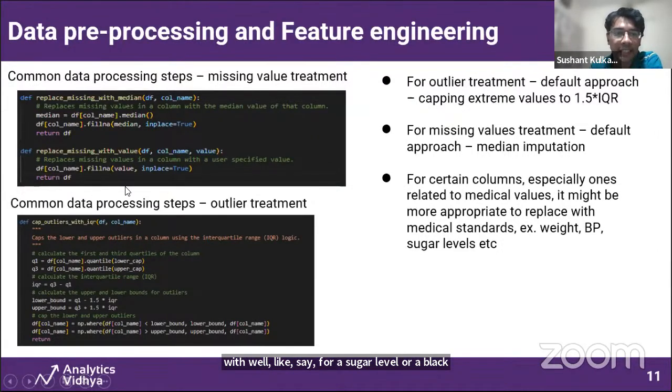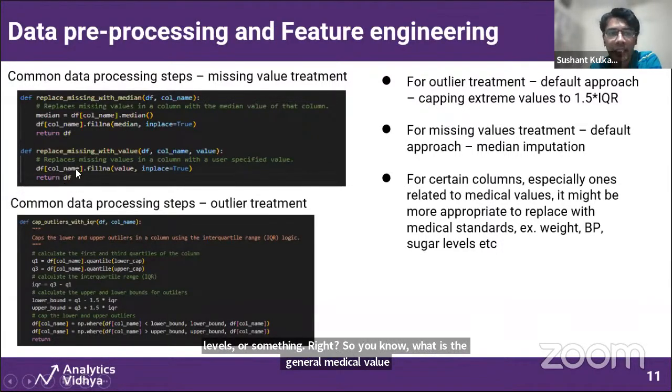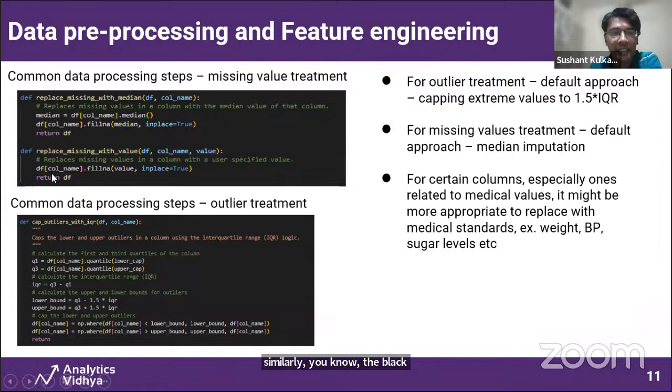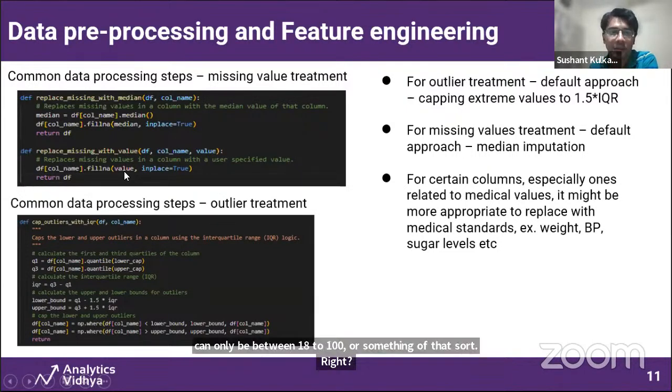Similarly, blood pressure will largely vary, even in the case of a medical condition, somewhere between 50 to 300, right? You can't get values like 500,000. So based on the medical conditions, or even the most common one, age, right? If you are applying for adults, it can only be between 18 to 100 or something of that sort. So you can pass custom values and handle them. That is something that is done commonly here.